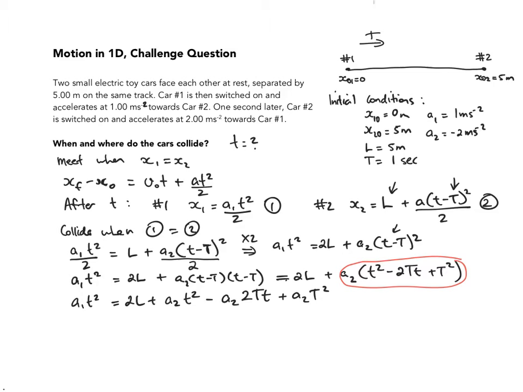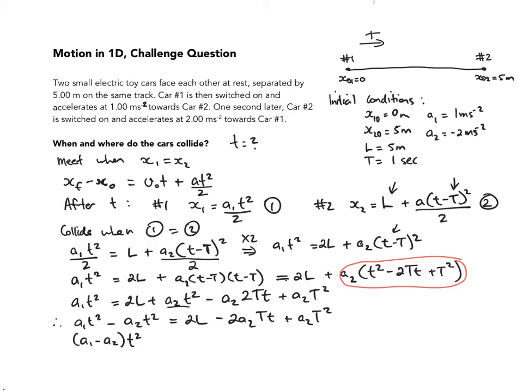So therefore a1 t squared minus a2 t squared, just taking that guy and putting it on the other side, equals 2L minus 2a2 tT plus a2 T squared. So just a little bit more working than the previous solution that we had up here, just so you can follow through. We can group the a terms there, so we get (a1 minus a2) t squared.